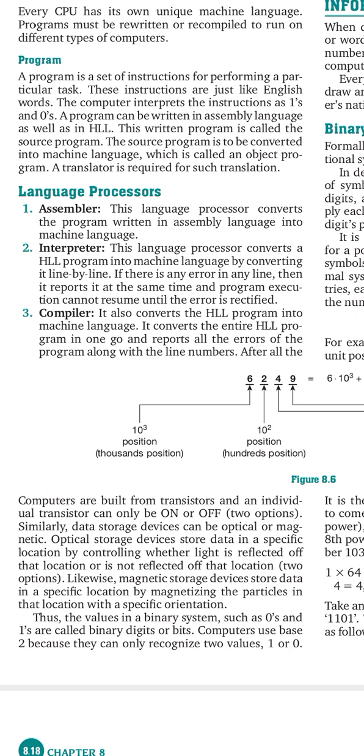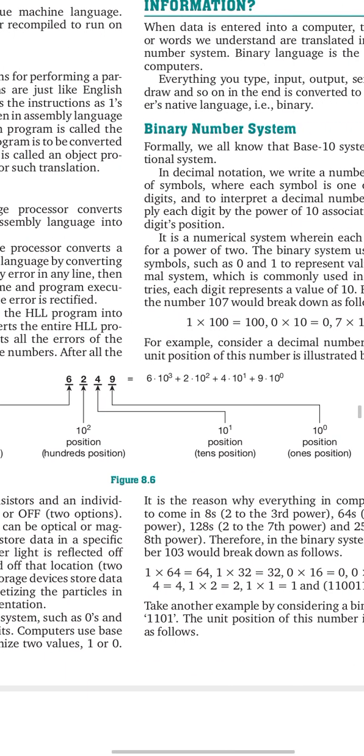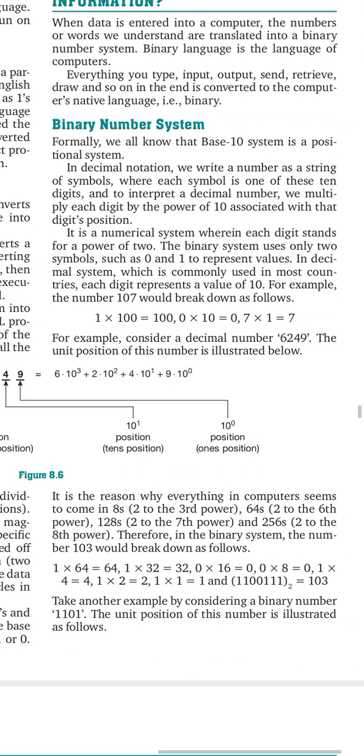Likewise, magnetic storage devices store data in a specific location by magnetizing the particles in that location with a specific orientation. Thus, the values in a binary system, zeros and ones, are called binary digits or bits. Computers use base 2 because they can only recognize two values, 1 or 0. It is the reason why everything in computers seems to come in eights.